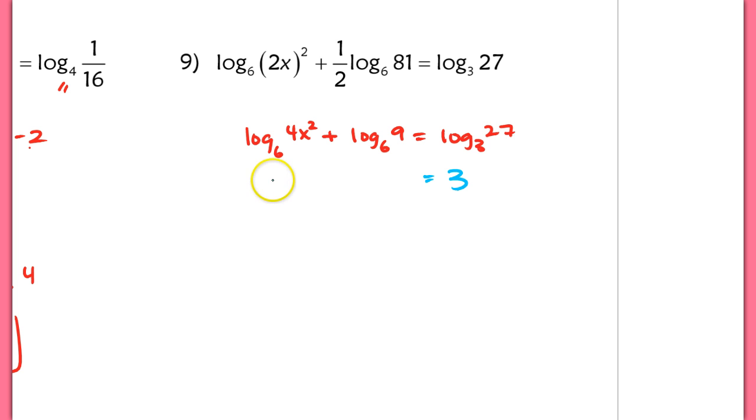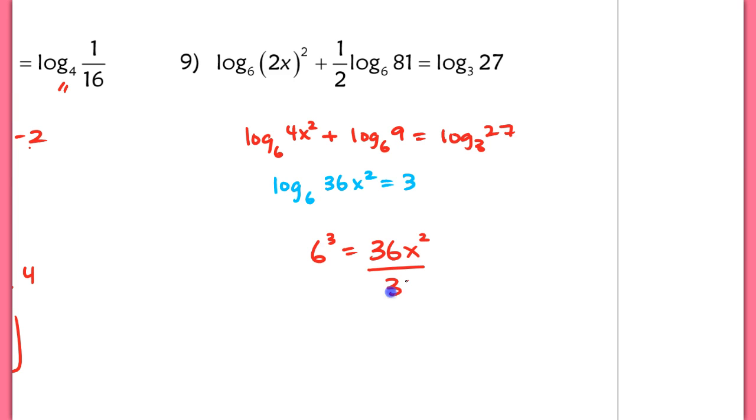So on the left-hand side, I now have log base 6 of 4x squared times 9, so that's 36x squared. All right, now that I'm stuck, I need to convert into exponential form, so I'm going to rewrite this as 6 to the 3rd power equals 36x squared. Now I need to get the x squared alone, so I'm going to divide out 36 here, and when I divide that on the other side, I'm going to rewrite that as 6 squared. So I have 6 cubed divided by 6 squared, which is going to equal 6. So I have 6 equaling x squared.